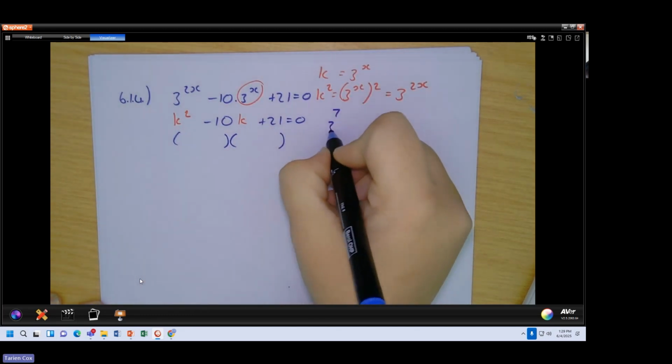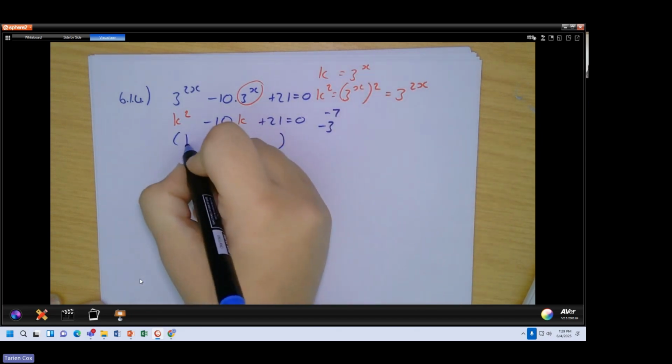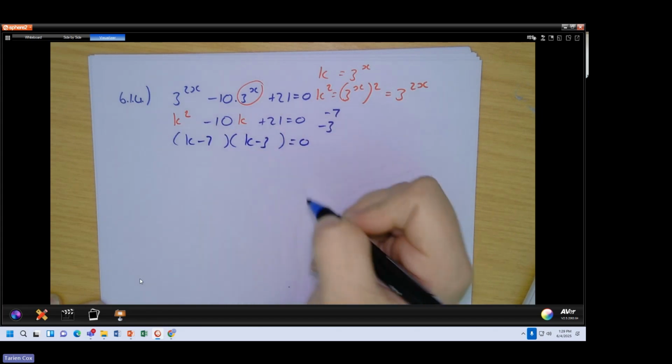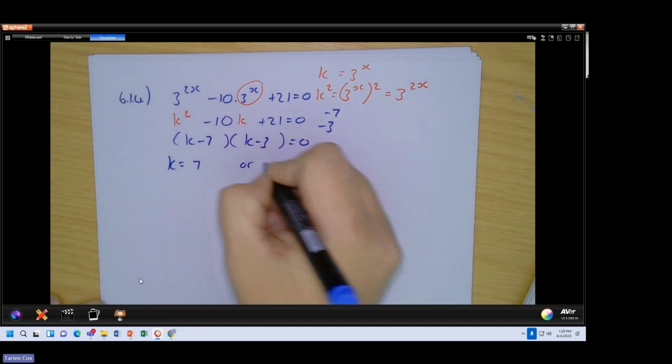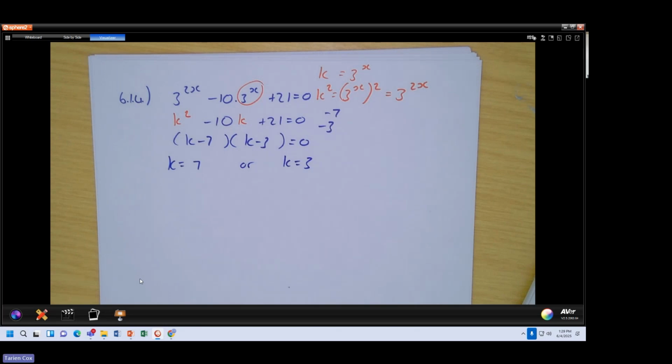The factors will be 7 and 3. Signs are the same, both negative. So it will be k minus 7 and k minus 3 is equal to 0. Then I know my answers will be k is equal to 7 or k is equal to 3. What must I do next? Now I need to go and determine my answers.